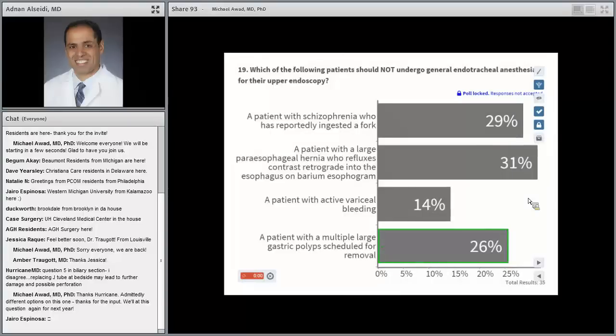Obviously, the risk of aspiration is high in B and C, and in A, you have a patient that you're not sure what exactly you're going to need to do and whether they're going to cooperate with you. So it's a matter of, you can intubate anybody, but if you're going to avoid intubation for EGD, D would be the right person to do so, or the safest one to do so.